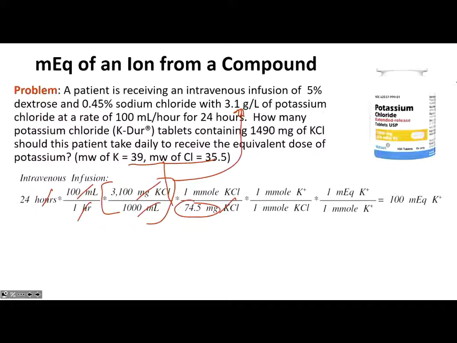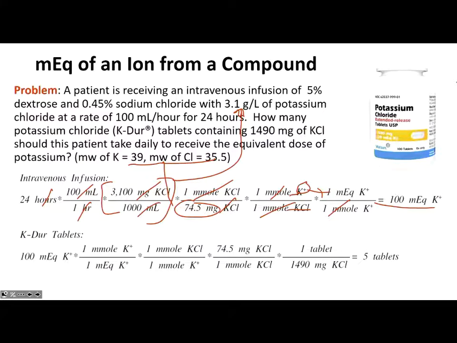Again, there is one potassium in every one potassium chloride, so now I can cancel those, and I'm now in the molecules of just potassium, and since the valence is 1, I just multiply by 1 milliequivalent over 1 millimole, and I get the number of milliequivalents. So would you agree that IV in a 24-hour period is providing the person 100 milliequivalents of potassium? So all I have to do now is start with that and convert it back to the amount of weight I would need for these tablets.